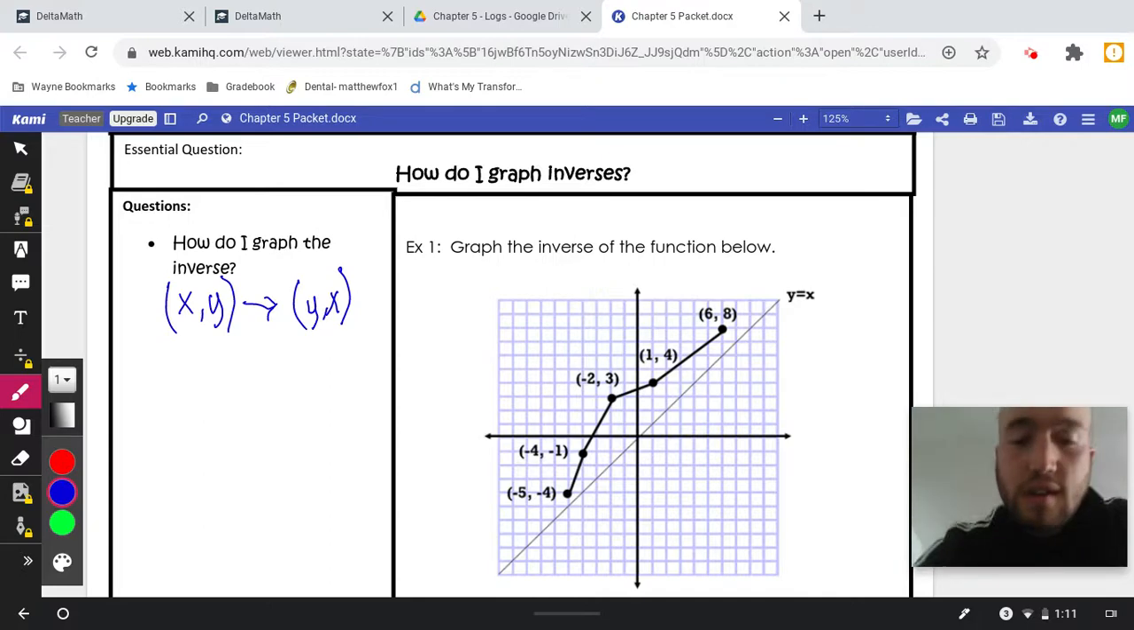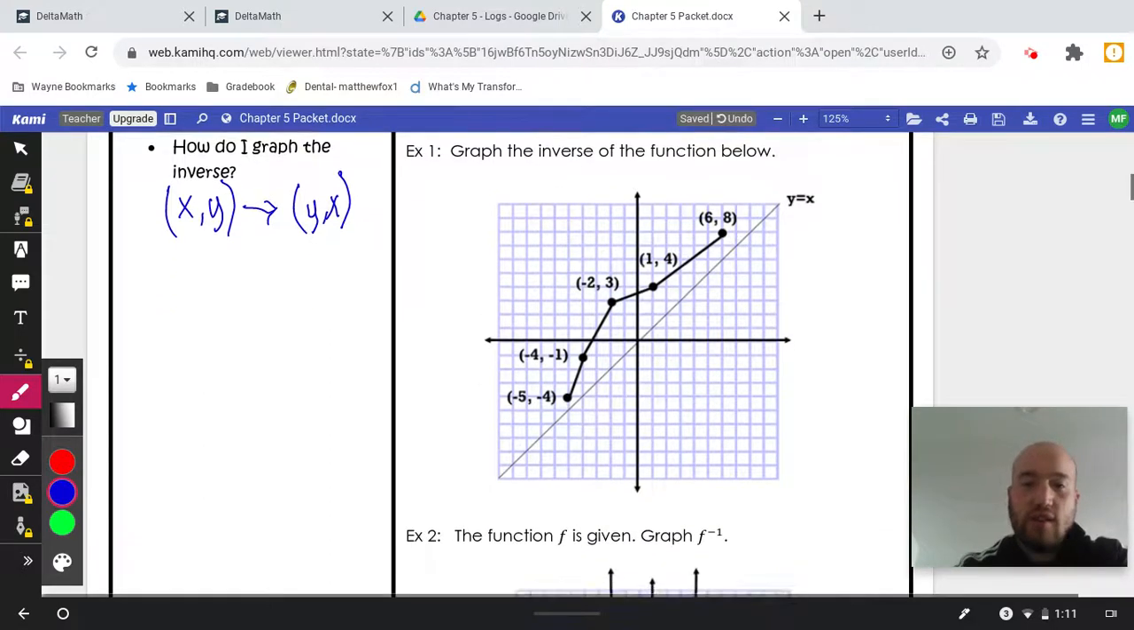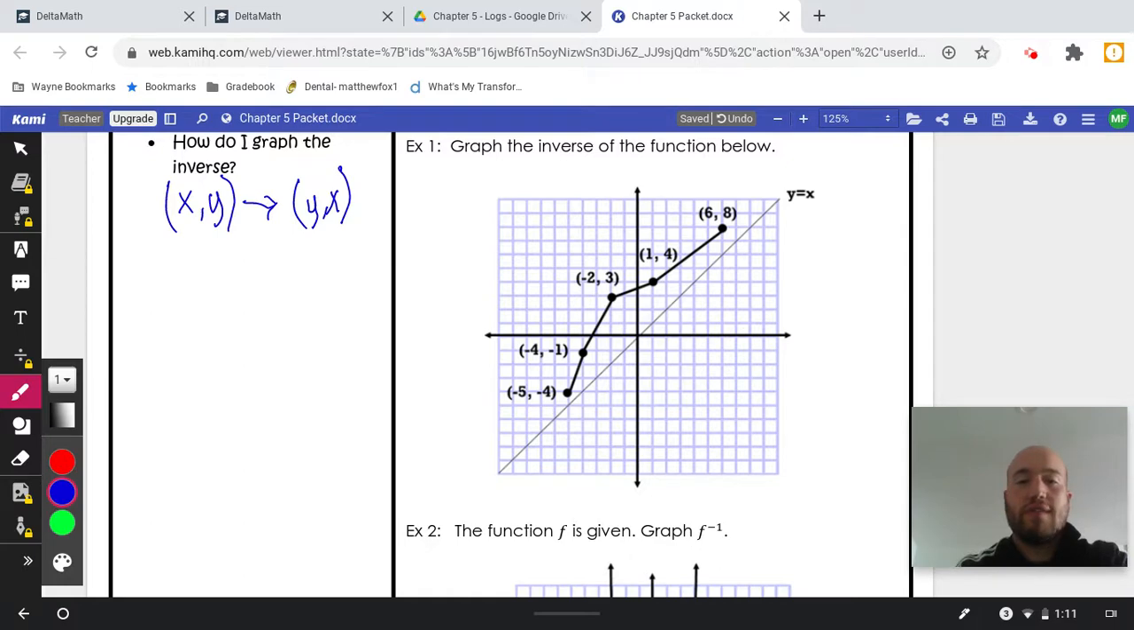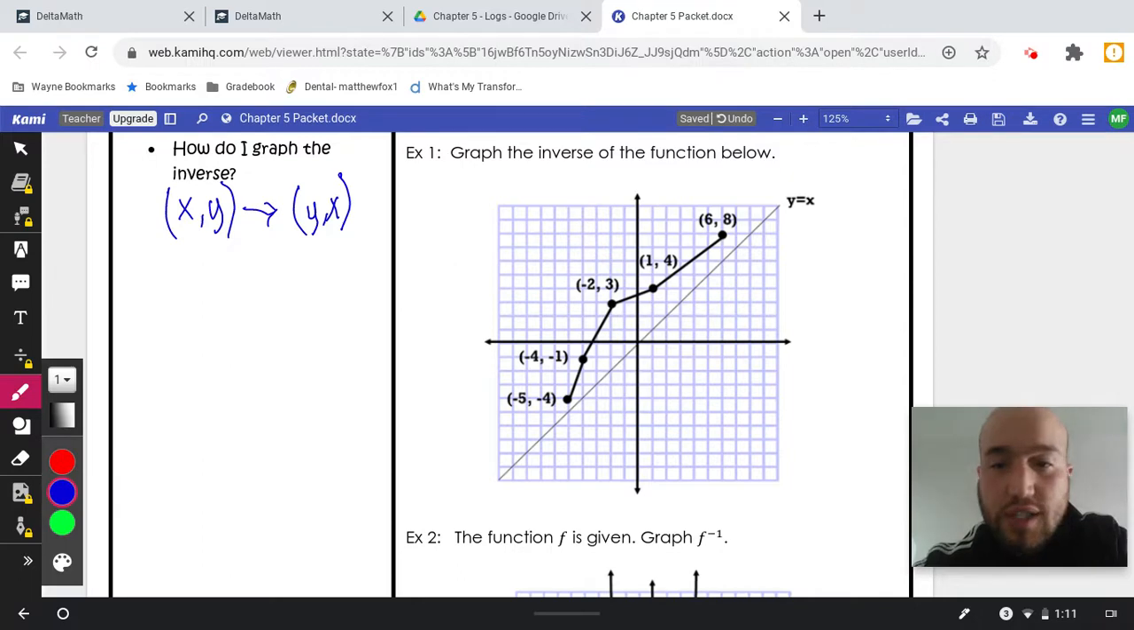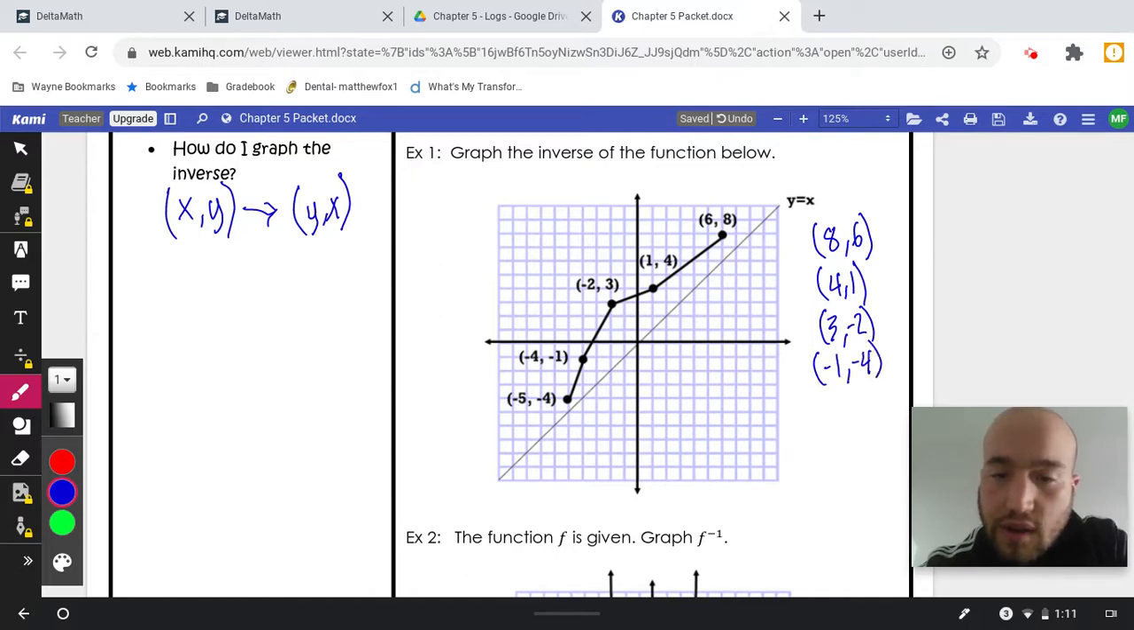In the same way, today, we have our points here. On this graph, we have the original function. There are 5 points here, and we want to just take them and switch them. So (6, 8) becomes (8, 6). (1, 4) becomes (4, 1). (-2, 3) becomes (3, -2). (-4, -1) becomes (-1, -4). And finally, (-5, -4) becomes (-4, -5). Now we have 5 new points, and all we have to do is graph these.